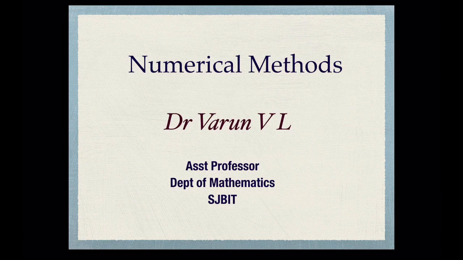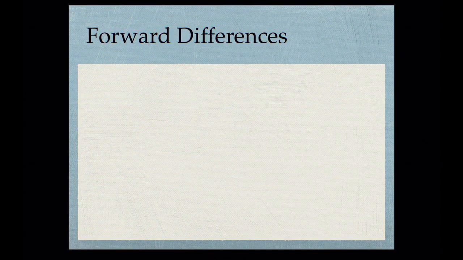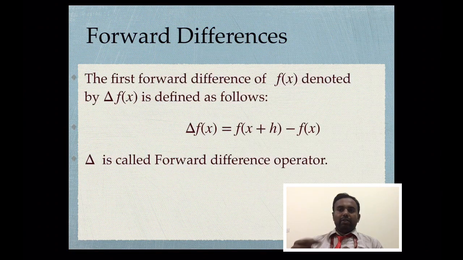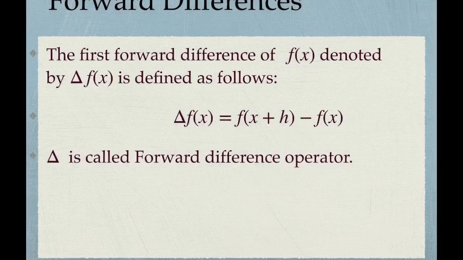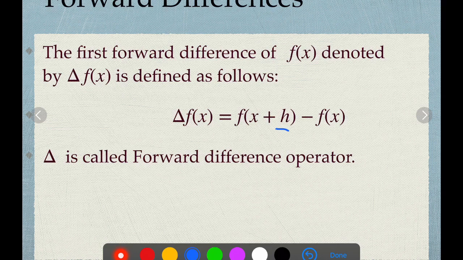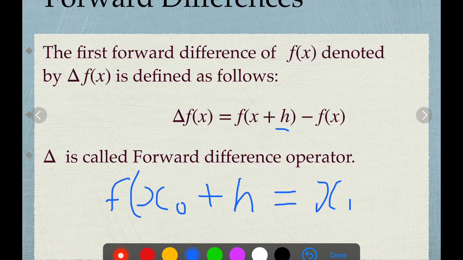At first we will check the formal definition of forward differences, or forward difference in short. The first forward difference of f of x, denoted by delta of f of x, is defined as delta f of x equal to f of x plus h minus f of x. Delta is called the forward difference operator. We already know that the interval length is usually denoted by h. So if I have some x value, x naught plus h will give me x1. So f of x naught plus h means f of x1, which is equal to y1.